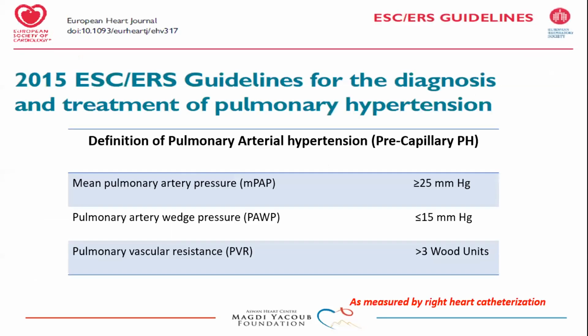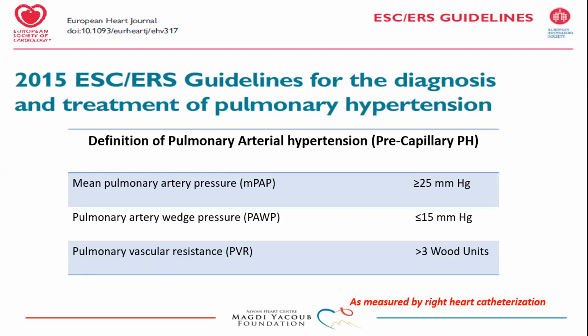We'll start with the definition of the pulmonary arterial hypertension, which includes 3 hemodynamic parameters as measured by the right heart cath. The first one is having a mean pulmonary artery pressure more than 25 millimeter mercury. Actually, recently a new figure was proposed, which is 20 instead of 25.